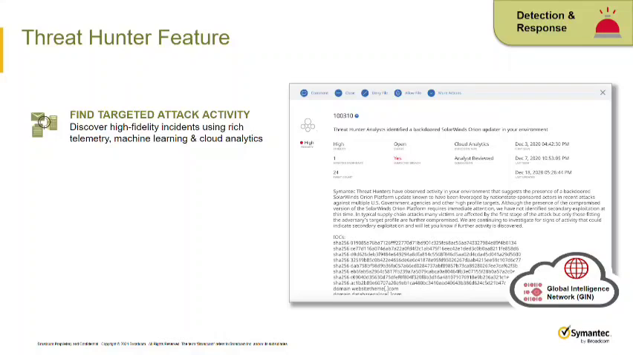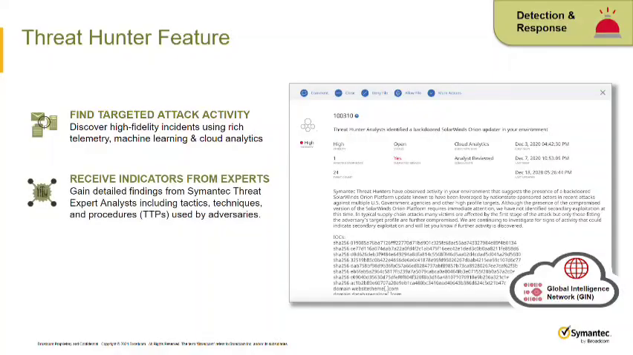It finds targeted attack activity. Experienced Symantec SOC threat hunters leverage rich telemetry and machine learning-based cloud analytics to hunt for and discover high-fidelity incidents. Analysts identify and share indicators. Symantec threat expert analysts discover and identify the tools, tactics, and techniques used by adversaries and provide detailed findings through the SES Complete product.